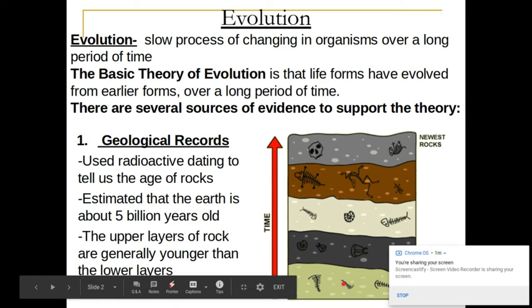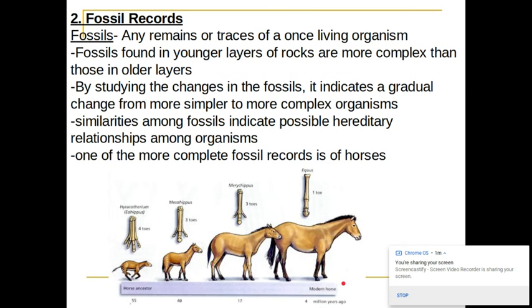Now that we know the geological record, we're now looking at the fossil record. A fossil, let's talk a little bit more about that. You did a little bit of this in earth science as well. They are remains or traces of a once living organism. The fossils found in the younger layers are more complex than in the older layers. We definitely have evolved to be more complex. We see this in the completed fossil records like the one below. By studying the changes in the fossils, it indicates a gradual change from simpler to more complex organisms. Similarities among fossils indicate possible hereditary relationships among organisms.